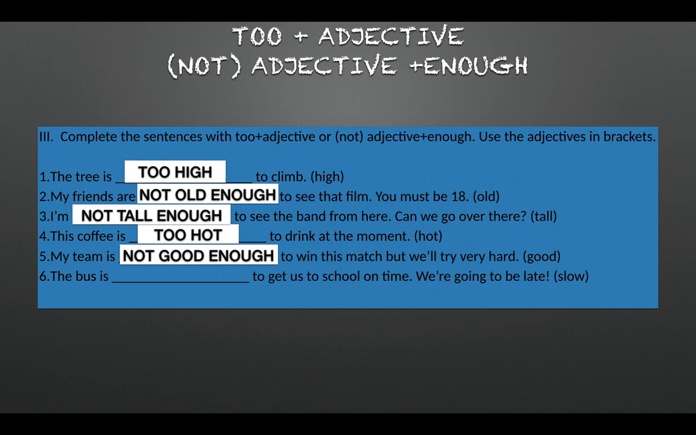Number 6. The bus is, the adjective is slow, to get us to school on time. We're going to be late. El autobús o el bus está o es to get us to school on time, para que nos lleve al colegio a tiempo. We're going to be late. Vamos a llegar tarde. The bus is slow, too slow, or not slow enough. It's too slow to get us to school on time. Es demasiado lento para que nos lleve al colegio a tiempo. We're going to be late. Vamos a llegar tarde.